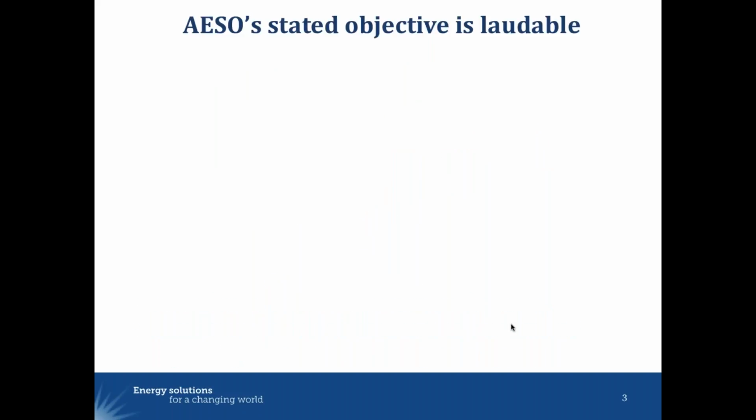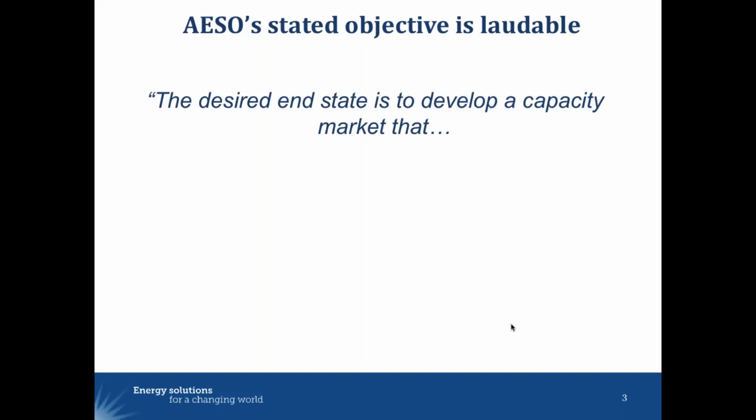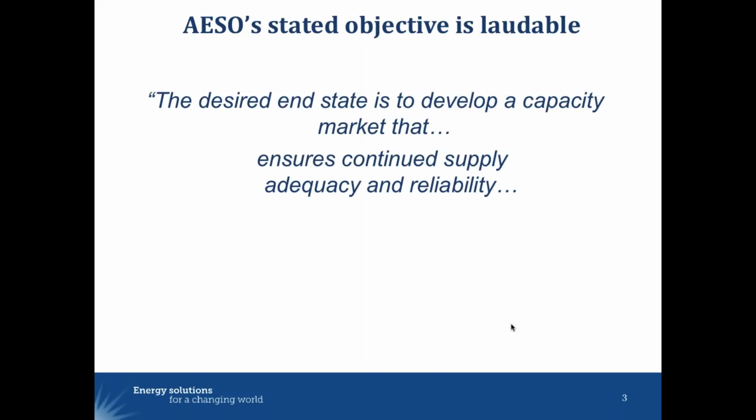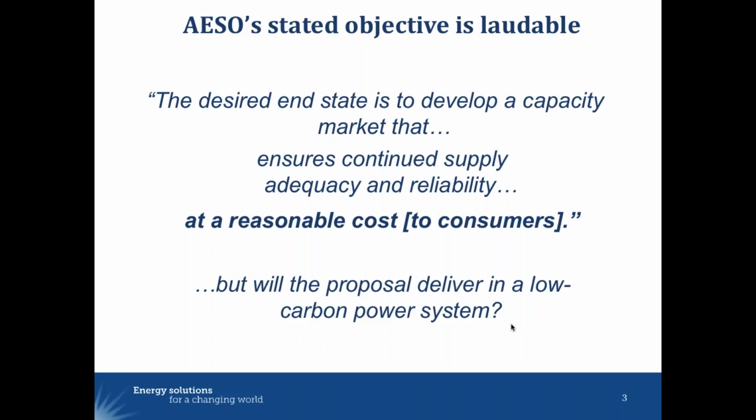I would say that the objective stated in the AESO material that I've reviewed is laudable. It says that the desired end state is to develop a capacity market that ensures continued supply adequacy and reliability at a reasonable cost. And I added the fairly obvious addendum, at a reasonable cost to consumers. But I want to ask whether the proposal will deliver on all of those objectives. They are all critical; each piece of that statement is as important as the other. Will the proposal deliver, especially in the emerging low-carbon power system?